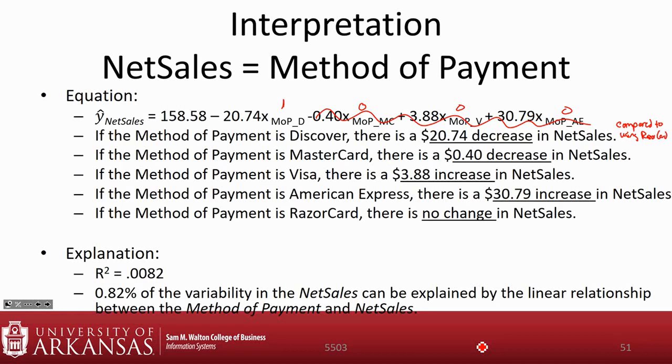Okay. For the MasterCard, we would give MasterCard a 1, everything else gets a 0. So we keep this part, get rid of all the rest. There's a 40-cent decrease in net sales. For Visa, you got a $3.88 increase, and for American Express, a $30.79 increase.